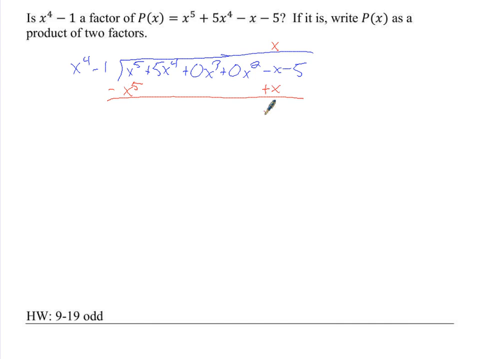And add. The x to the fifth minus x to the fifth is gone. The 5x to the fourth comes down. So does the 0x to the third plus 0x squared. This also disappears, and then the negative 5 comes down. Now what?